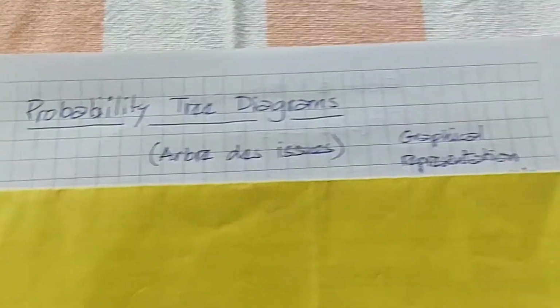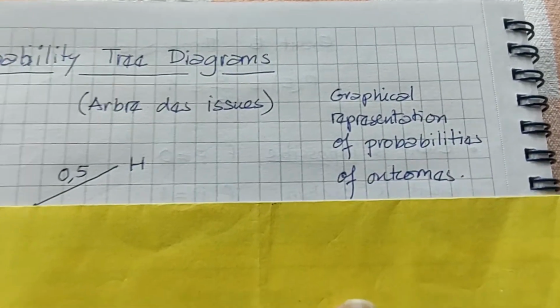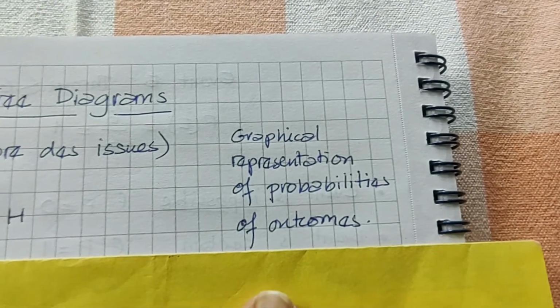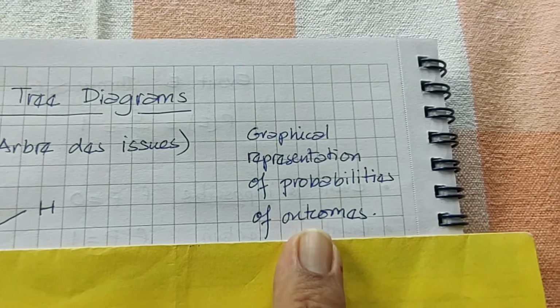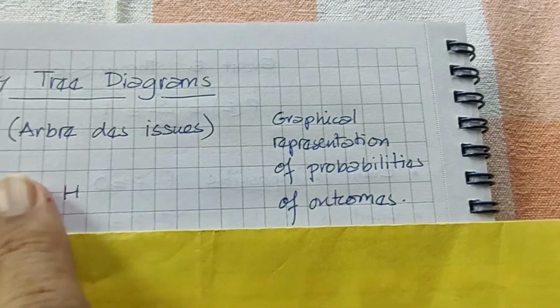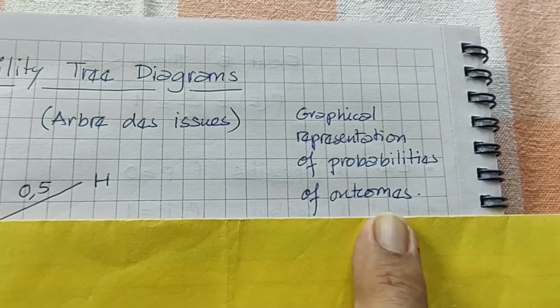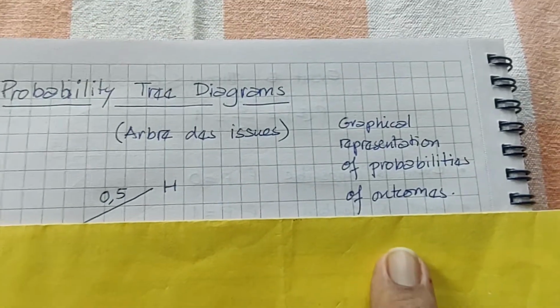So, it is a graphical representation of probabilities of outcomes. Now, what is outcomes? Outcomes is issue. In French, by the way, it's called arbre des issues. And remember the three terms we had learnt in the previous two videos.